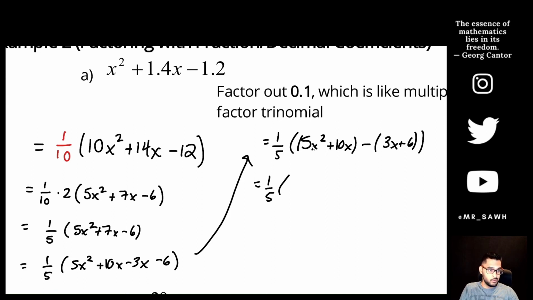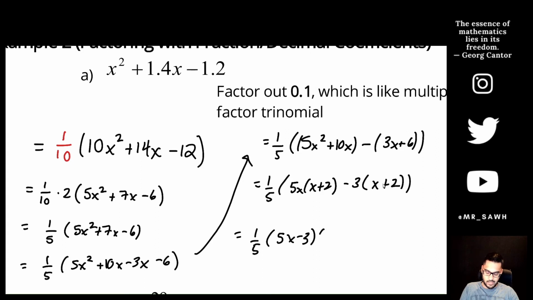Okay, so we'll look for a common factor in the first set, so a 5x, so you've got an x plus 2 that remains inside. Take out a 3 from the other one for, again, an x plus 2. Brackets are the same, so this is good. So 1 over 5, you've got 5x minus 3 as a factor, and an x plus 2.